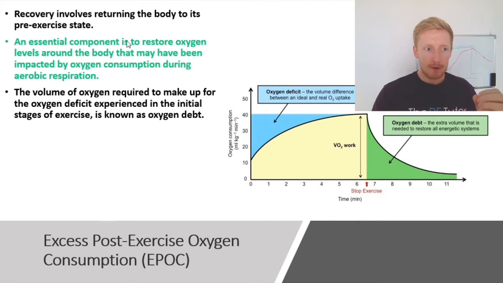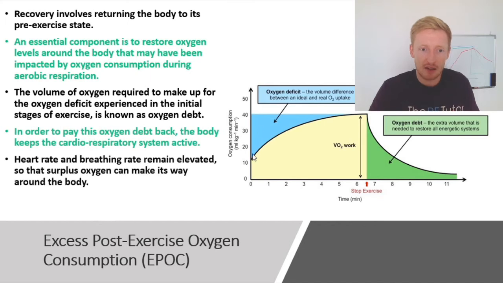So an essential component is to restore oxygen levels around the body that may have been impacted by this oxygen consumption. This whole movement, this increased intensity has stripped our body of its oxygen stores. And it's taken us time to get it back. So we need to pay this deficit back. We pay it back, and the volume that we give it back, that's called the oxygen debt. So it's the volume of air that we continue to consume after exercise.